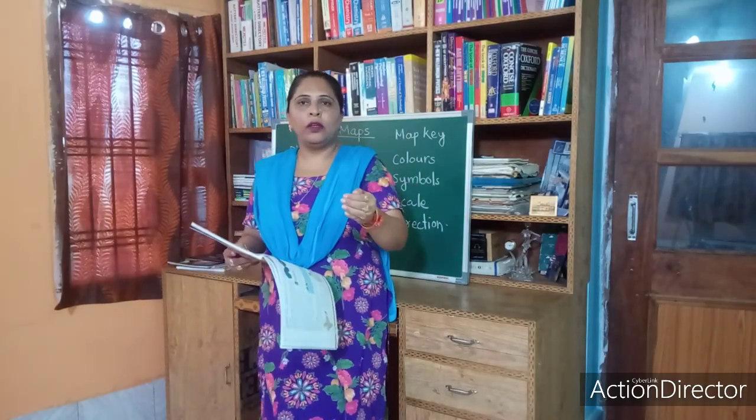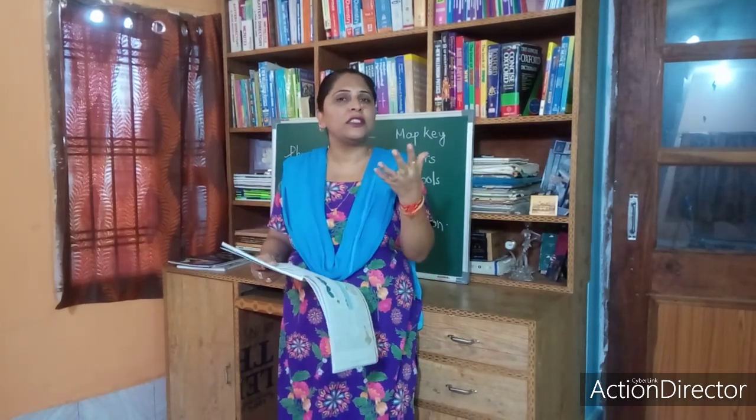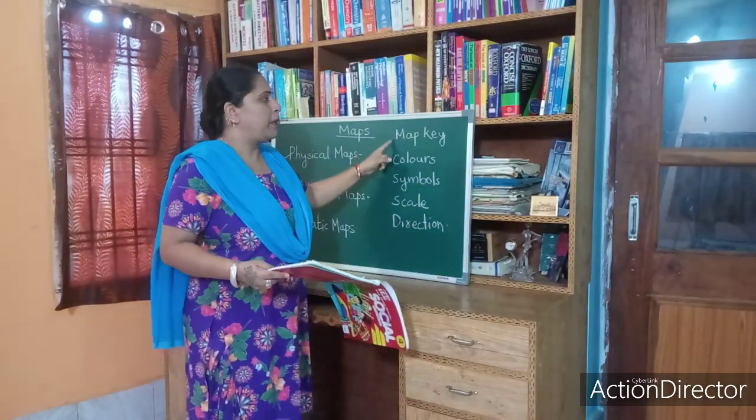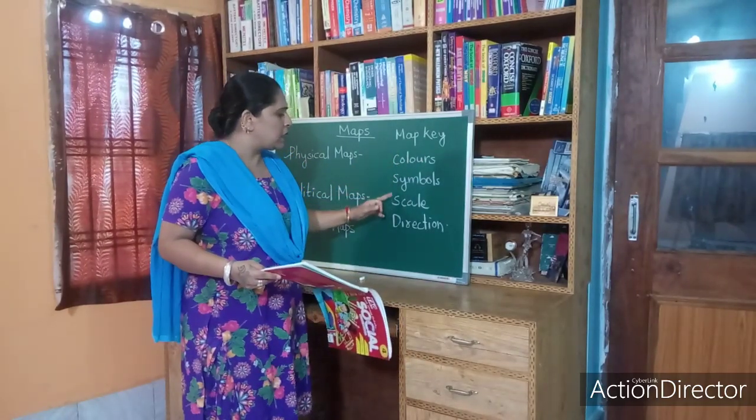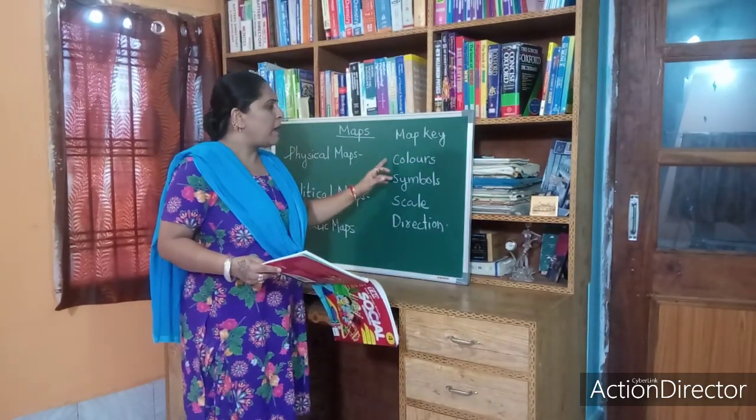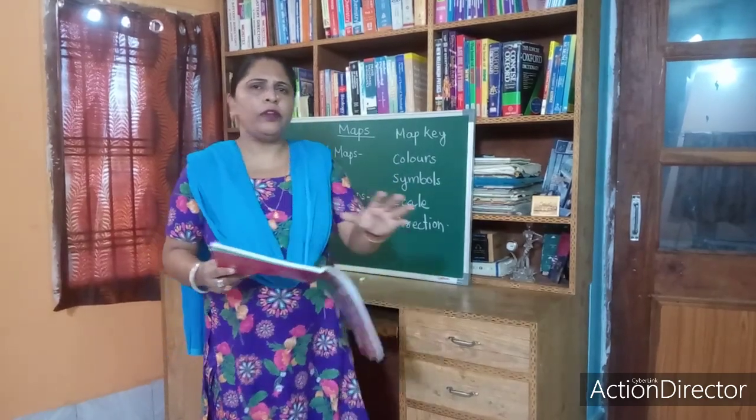While interpreting or knowing how to read a map, it is not that you just watch the colors and see the map. To study how to read a map, to know what information this map gives, you have to know certain things. You have to know about the map key. A map key includes colors, symbols, scales, and direction. Whenever you see a map, it is very colorful.